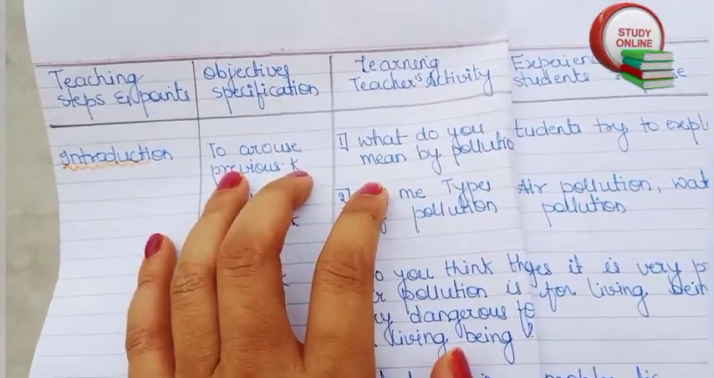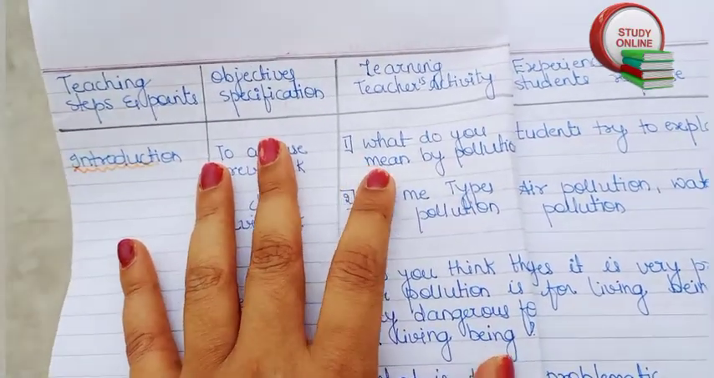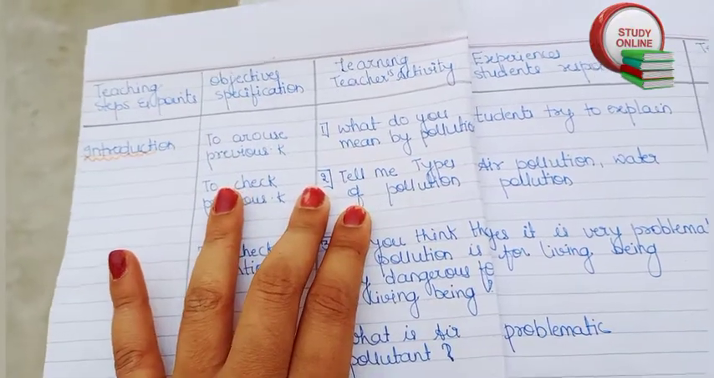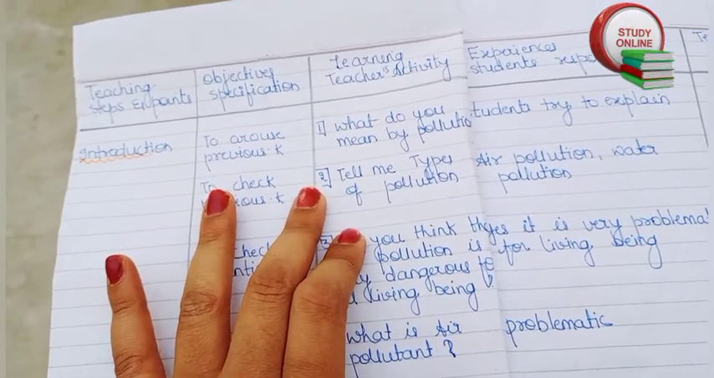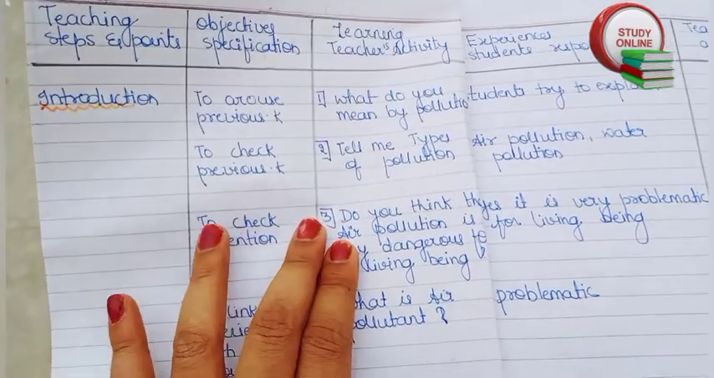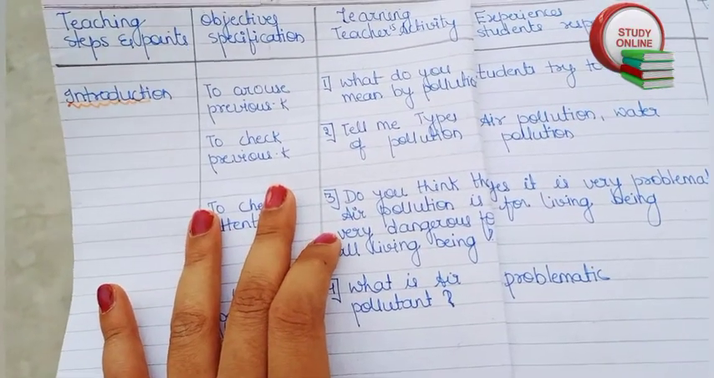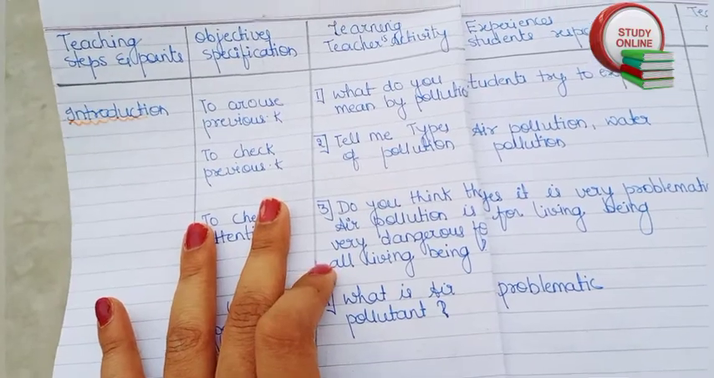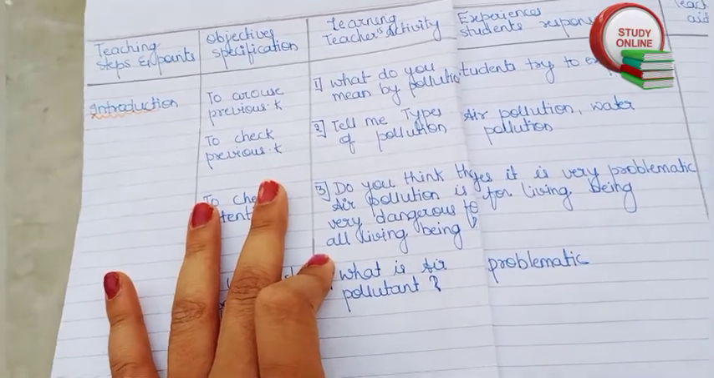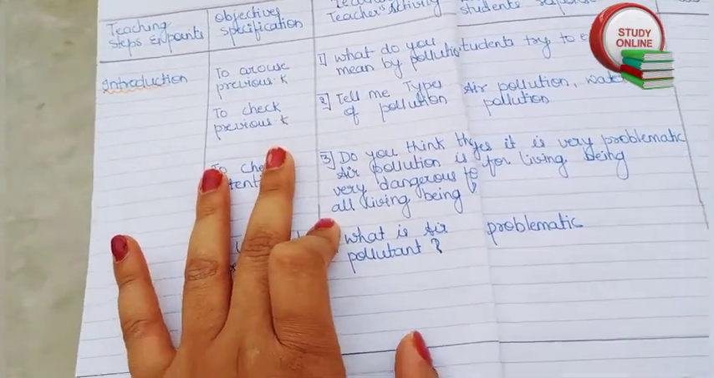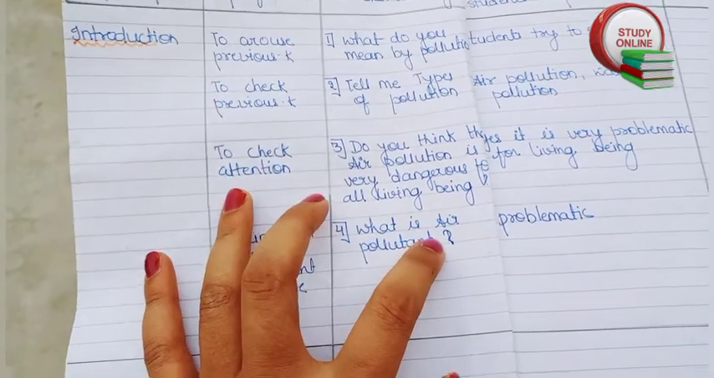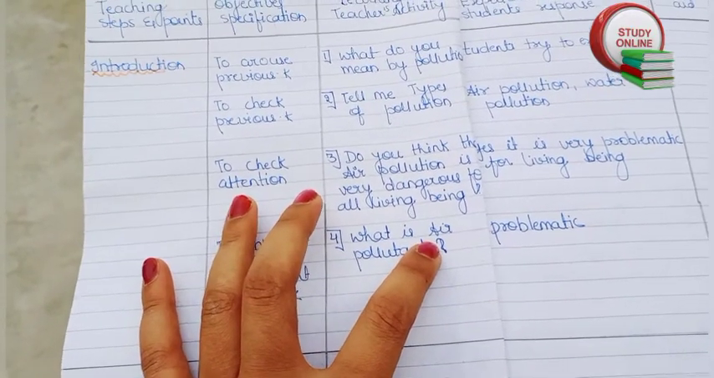Okay, here you can see what do you mean by pollution. This is the introduction question, and here are the expected answers. And the second question is tell me types of pollution. Then students will answer air pollution, water pollution. After that we have to ask, do you think that air pollution is very dangerous for all living beings? Then they will answer yes, it is very problematic for living beings. Okay, after that the last question would be what is an air pollutant? It would be problematic. Students cannot answer this.